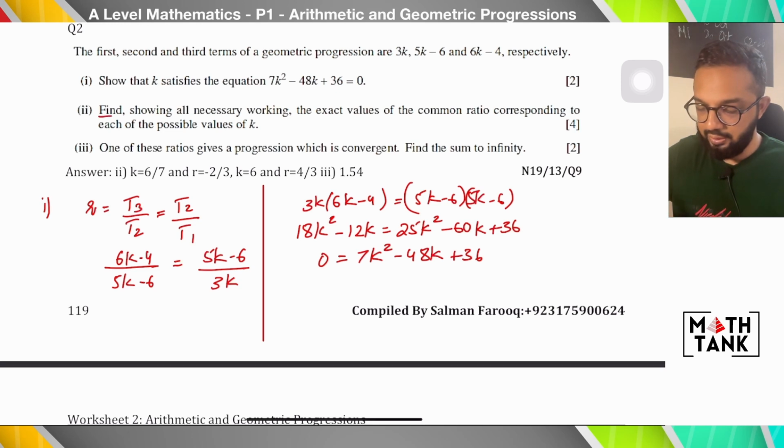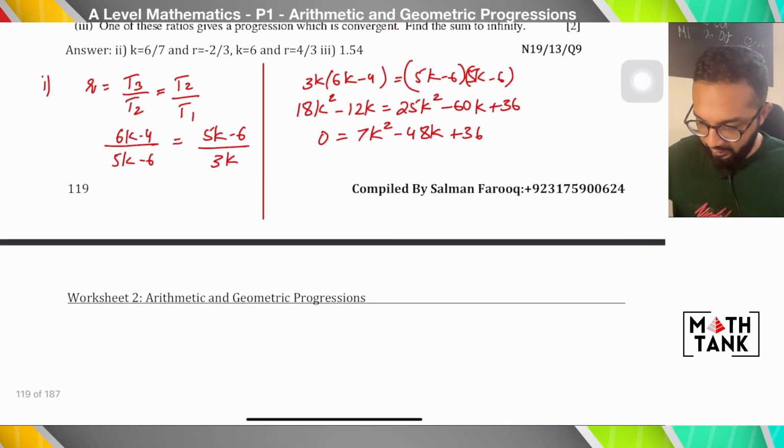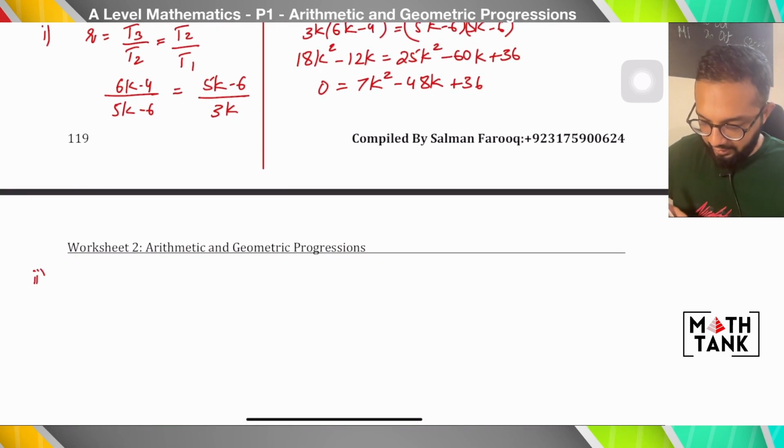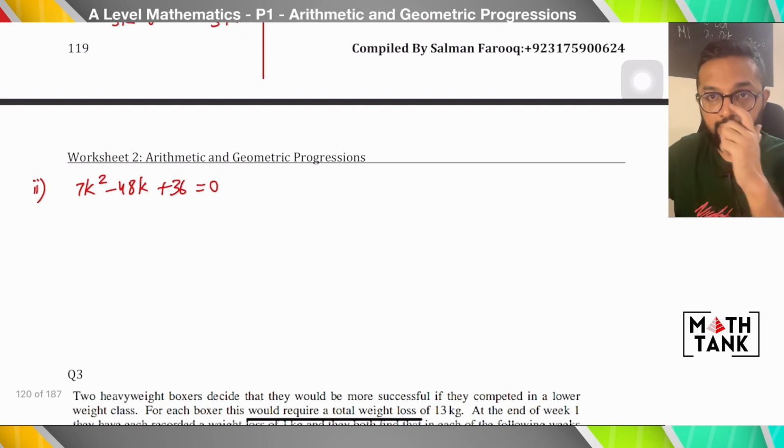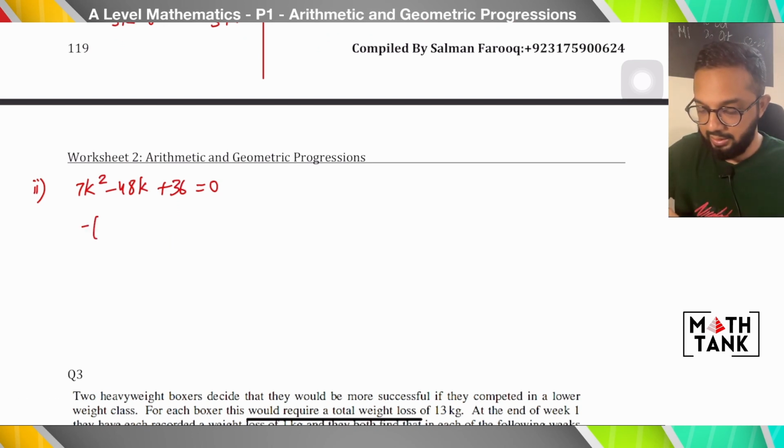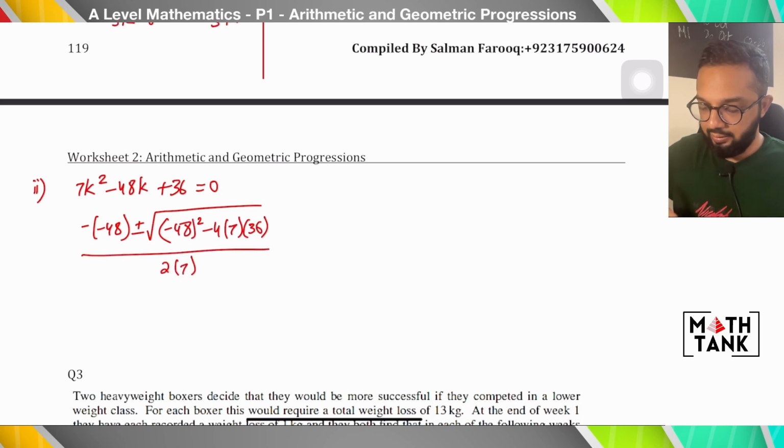The second part says find, showing all working necessary, the exact values of the common ratio corresponding to each of the possible values of k. So I need to solve a quadratic: 7k square minus 48k plus 36. Now on the exam you are required to use the quadratic formula. The rest of the things you can do on a calculator. So minus b plus minus root of b square minus 4ac over 2a. So 48 plus minus... I don't really need to calculate any of this. I can just put it on my calculator now.